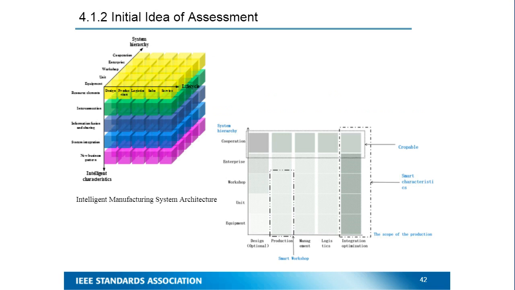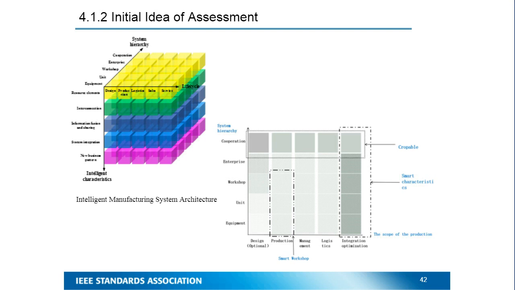As a continuation of the smart manufacturing system architecture proposed by Chinese experts and adopted by ISO IEC JWG21, the Smart Manufacturing Reference Architecture, the Smart Factory Assessment Framework also tries to project the intelligent characteristic to the lifecycle, system hierarchy, and domain. So as you can see here in this colorful magic cube, here is the intelligent manufacturing system architecture, and this is the origin of the assessment system architecture.